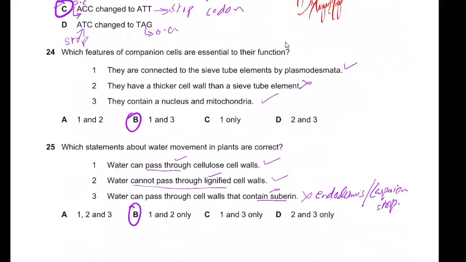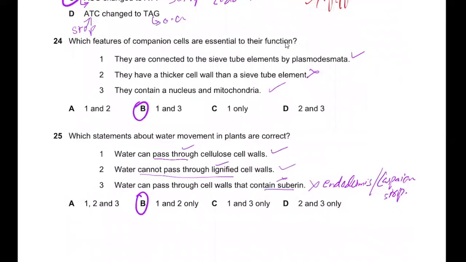Which features of companion cells are essential for their function? We know they have a thickened cell wall. They have a thicker cell wall than sieve tube element. No, this is not a fact of companion cells. They are connected to sieve tube element by plasmodesmata. Yes, they contain nucleus and mitochondria. Yes, so 1 and 3 will be the answer.